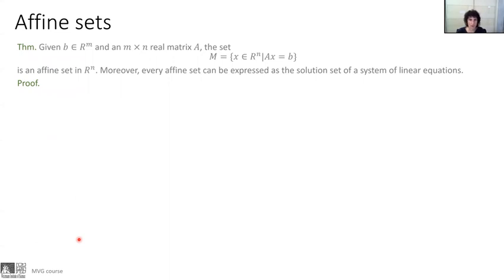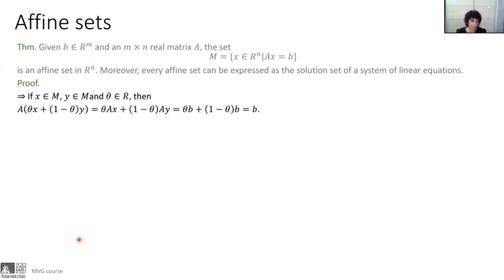Actually, what I would like to show here is something which is very convenient to understand and to know: that any affine set, and maybe intuitively it's clear, can be written as a linear system of equations. And vice versa, any such system of equations is an affine set. So these are equivalent notions. This is very helpful. Later on, you will see why.